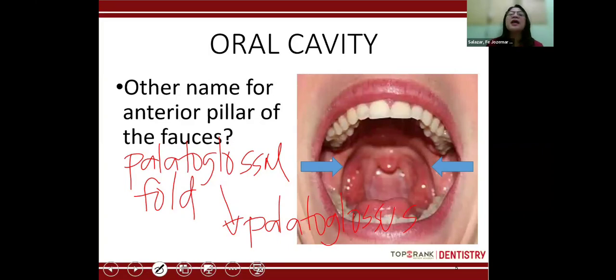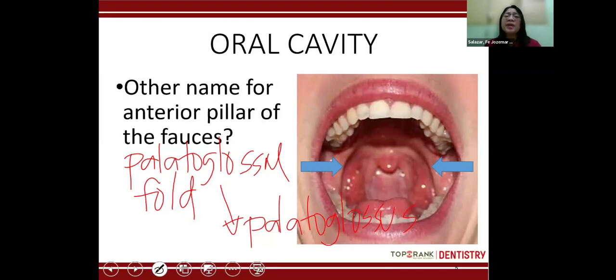Okay, so that's your anterior pillar of the fauces. It is the posterior boundary of the oral cavity. It is also known as your palatoglossal fold, because underneath it is a muscle. You call that your palatoglossus muscle.